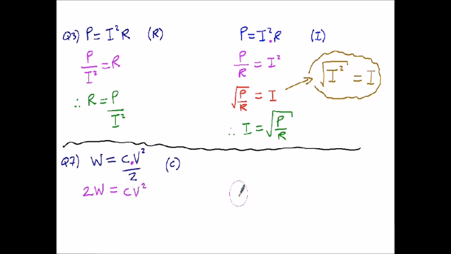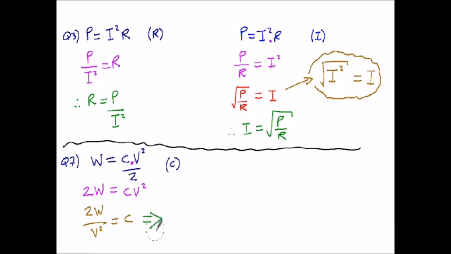But that's not what I want, just the c on its own. The c is being multiplied by the v squared, so on my next line I will divide both sides by v squared. So 2w divided by v squared is equal to c. So there's my solution. Took me 2 steps there. I multiplied both sides by 2 and I divided both sides by the v squared.